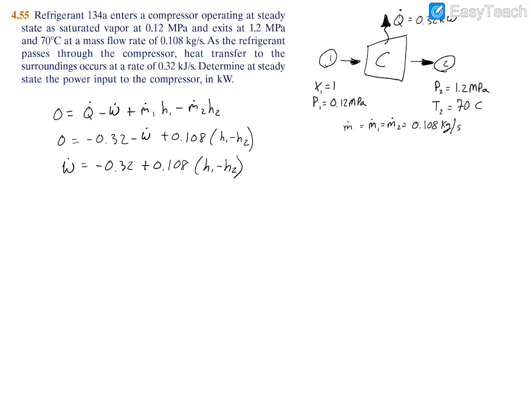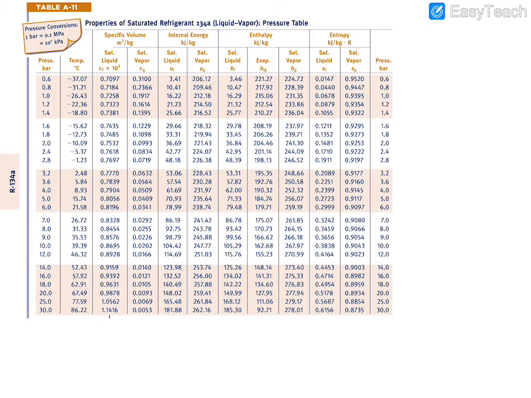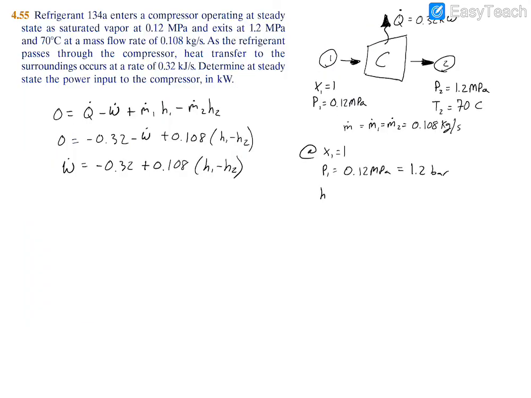So at the inlet, we have X1 and 0.12 megapascals. So at X1 equals 1 and P1 equal to 0.12 megapascals, you just times 10 it to get bar, so it's 1.2 bar. So at 1.2 bar and X1, we turn to table A11, so go to 1.2 bar and the saturated vapor Hg, and you see where these line up and you get 233.86. We go back here and we have H1 equals 233.86, and that's going to be in kilojoules per kilogram.